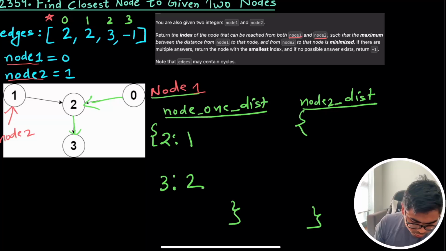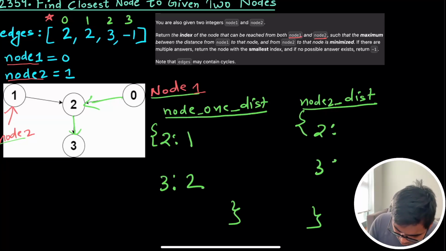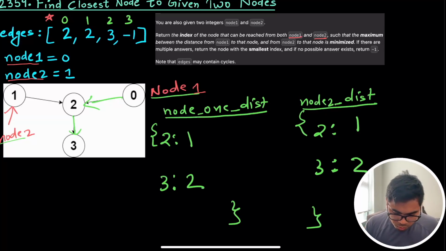Well, how about node 2? Node 2, which is node 1 here, can also go to 2, and then it can also go to 3. So what are the distances from this? This is also 1 and it's 2. Okay, so now I have all the nodes that are reachable from node 1 and node 2, and the distances also calculated.